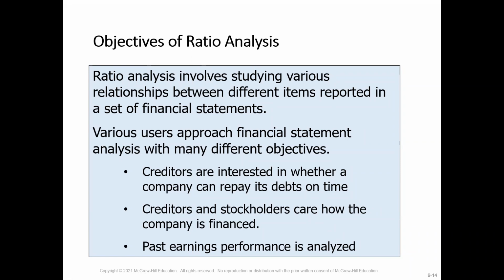So what is the use of ratio analysis? For a creditor, they're looking to see whether this company is paying their debts on time. So they're looking at debt statistics. Creditors and stockholders, they're looking at maybe some debt statistics as well, but they might also be looking at things like dividends. How much dividends does this company pay? And also past earnings performance would be analyzed. This could be, again, creditors, stockholders, company management. Company management will also do this.